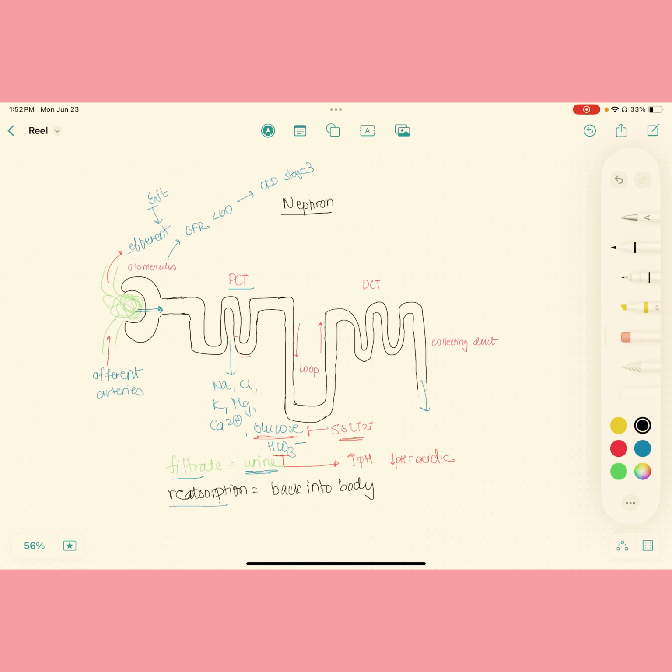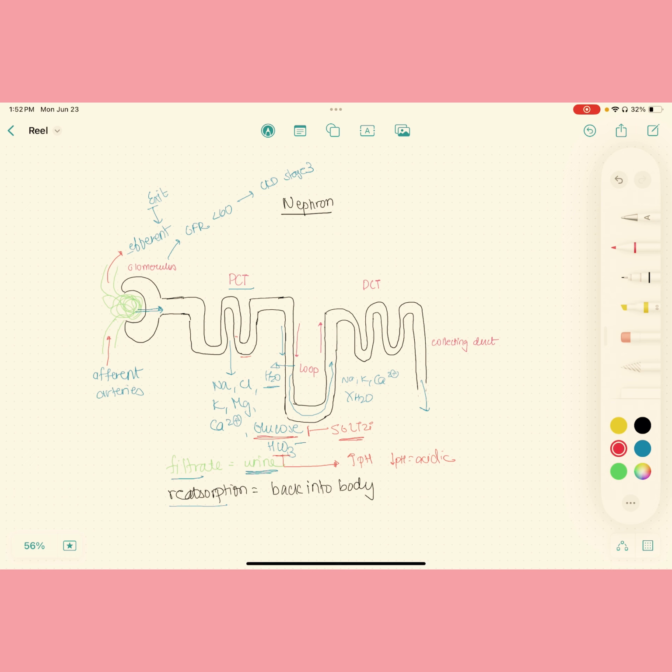Another thing that happens is as the filtrate is moving through the nephron, it's now going to go through the descending, which is going down, loop of Henle. Here's where you're going to have the reabsorption of water. And as the filtrate is moving through the loop and going up the ascending loop, here's where your sodium, potassium, calcium is going to be reabsorbed, but not water, because water was already reabsorbed in the descending loop of Henle.